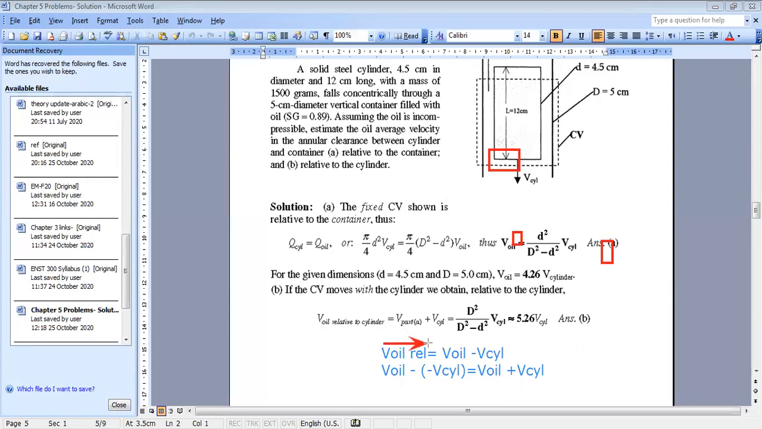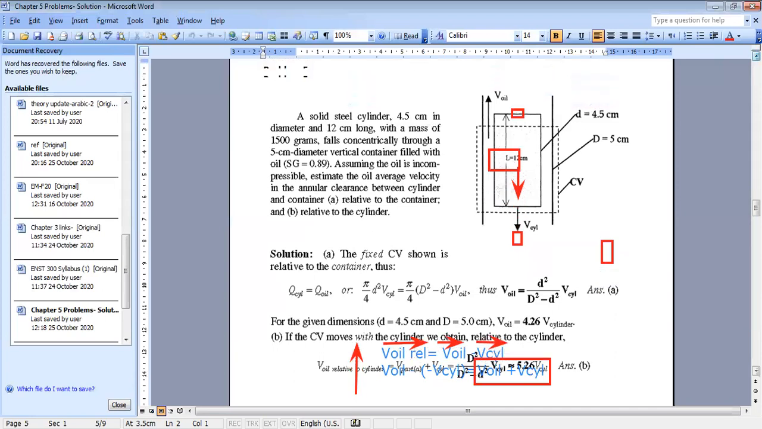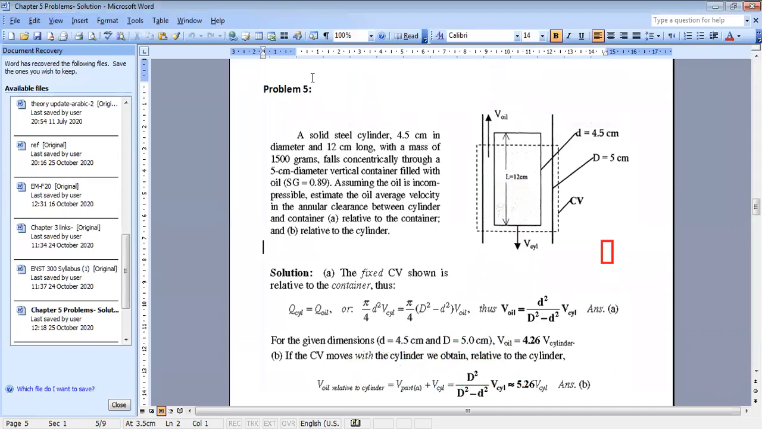V oil relative equals V oil minus V cylinder. When you project on the y-axis, V oil is positive while V cylinder is negative because it's downward. So when you do minus minus, it becomes plus. So V relative is equal to V oil plus V cylinder. This is your result, and physically it's logical. Because if you are standing on the cylinder and your cylinder is moving down, for you the oil is faster than for a person measuring in the fixed frame.